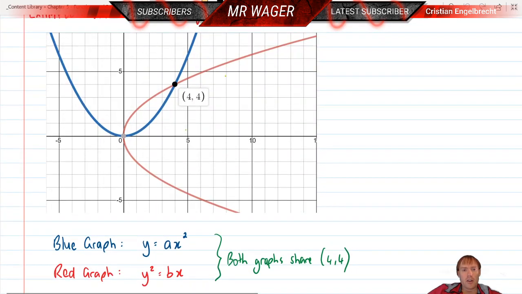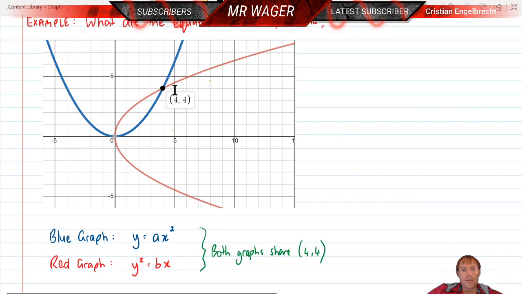So let's look at what we've got. The blue graph is our stock standard quadratic, okay? And a stock standard quadratic, it's not moved left or right, it's not moved up or down. It could have a vertical dilation scale factor, so I've written it here, y equals ax squared. It could have some form of vertical stretching, but we don't know what that is at this stage.